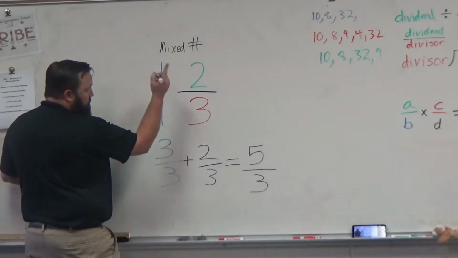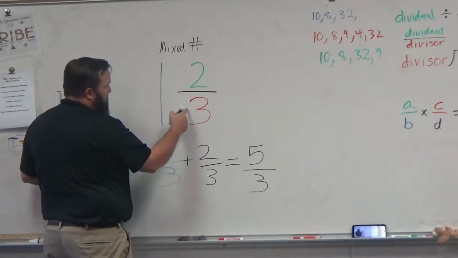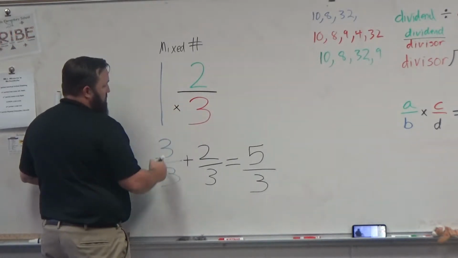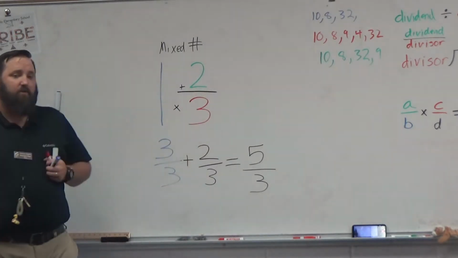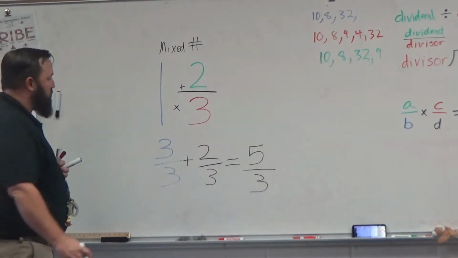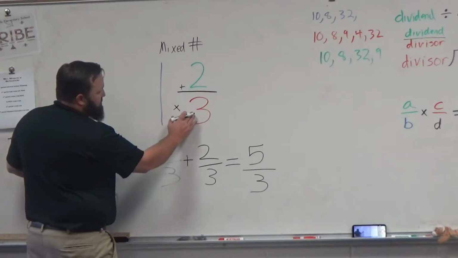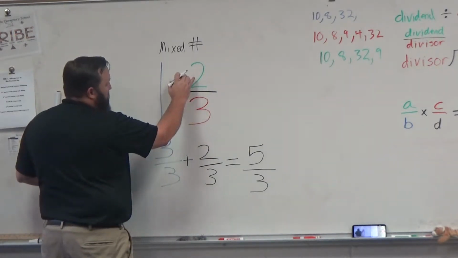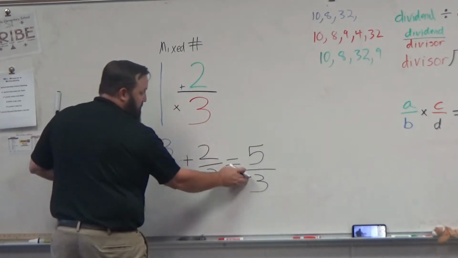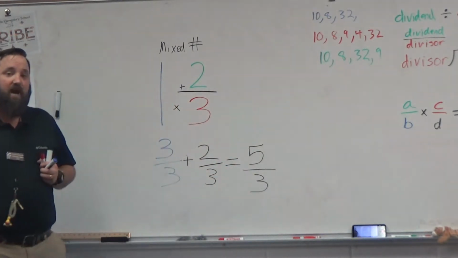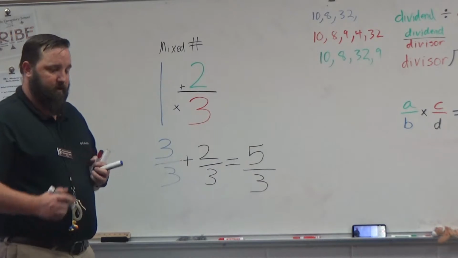But the way we're going to do that is we're going to do 1 times 3, and then we're going to add 2. A lot of you today were like, oh yeah, that's right. But if you look at it, look here. 1 times 3 is 3. 3 plus 2 is 5. And then I keep my denominator. I keep my divisor. It stays the same throughout the whole thing.